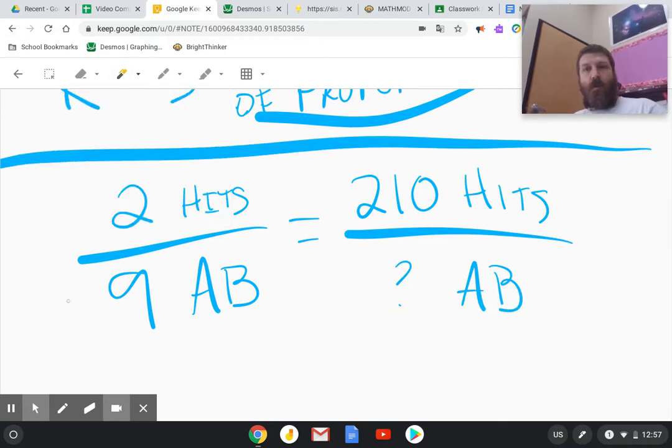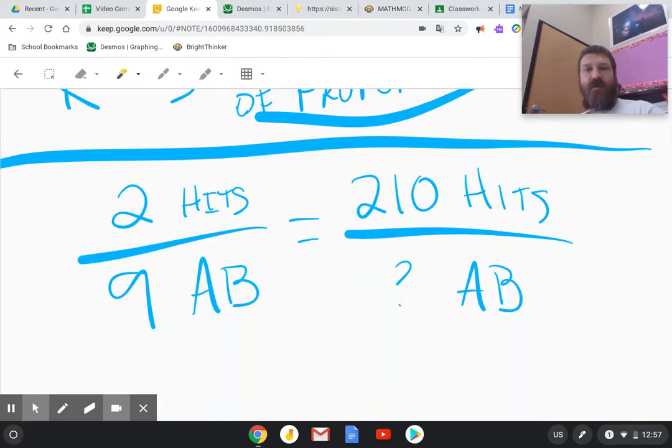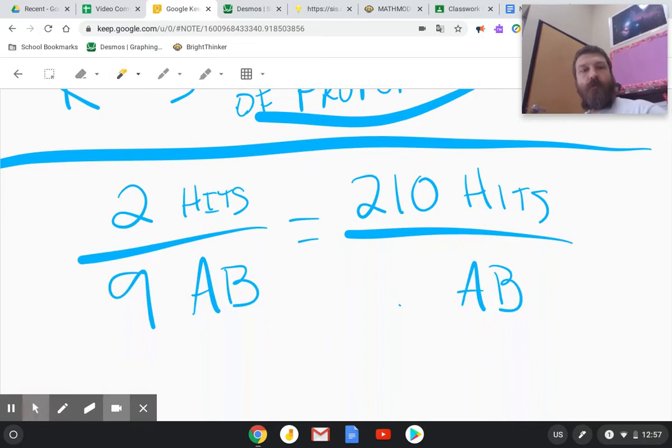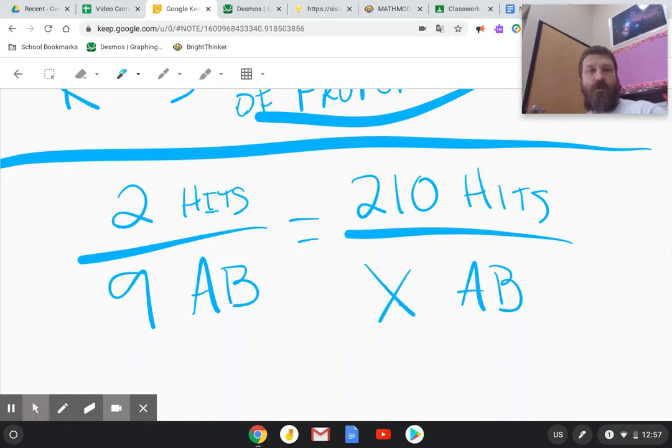You're going to write a proportion. A proportion is always going to line up each relationship with the things in the same part of the fraction. So the hits are always going to be on the top, at-bats on bottom, or vice versa. In fact, in their way of working it out, they put the at-bats on top and the hits on bottom. Doesn't really matter. And this is an example of a situation where we are going to do cross multiplication. So I put my x there because that's the thing we don't know.